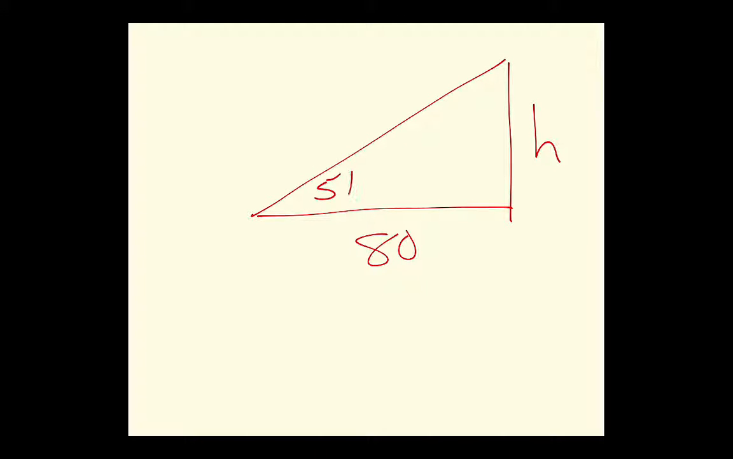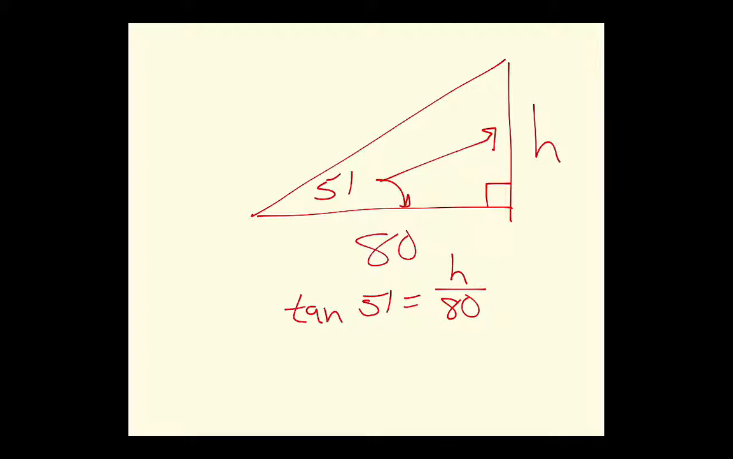So let me draw that a little bit bigger. So 80 feet, we are looking for the height of the building, and we had a 51 degree angle of elevation. This is a simple tangent problem. The opposite side is what I want, the adjacent side is what I have. So the tangent of 51 should equal the height of the building divided by 80.